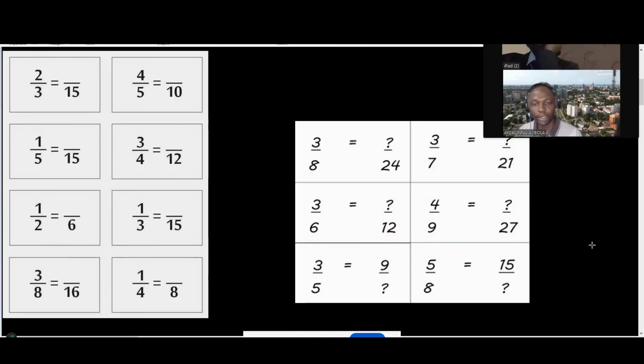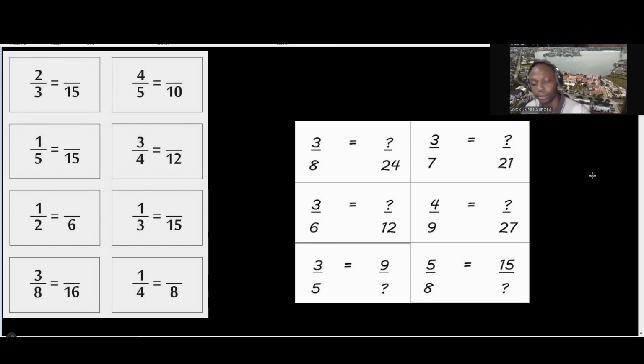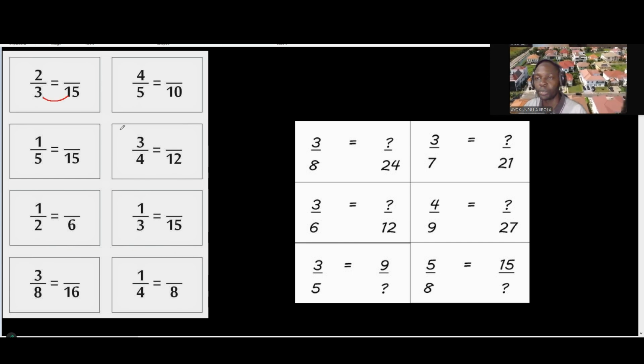Thank you. This one, let's look at it together. And I'll be needing your contribution so that you can be involved in the solution. We have 2 over 3 equals to something over 5. What's the connection between 3 and 5? What do you multiply with? That's 5, right? Then 5 times 2 is what?